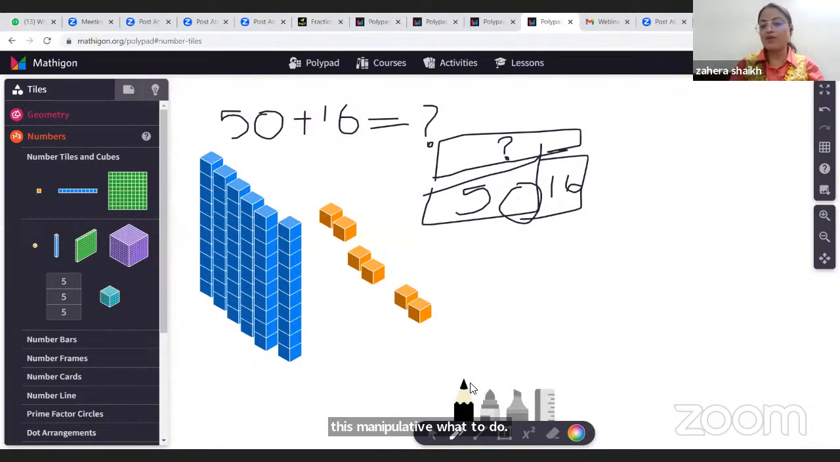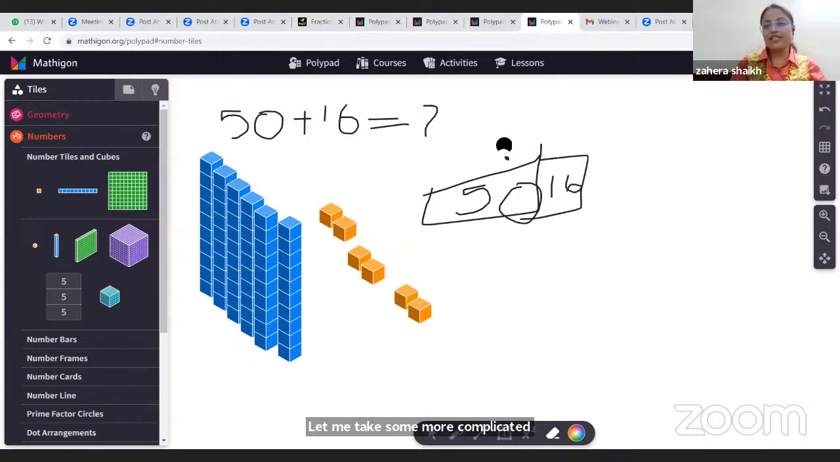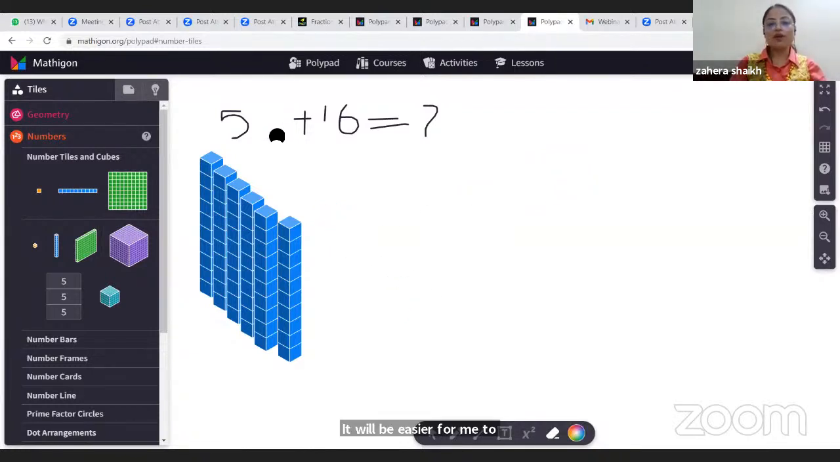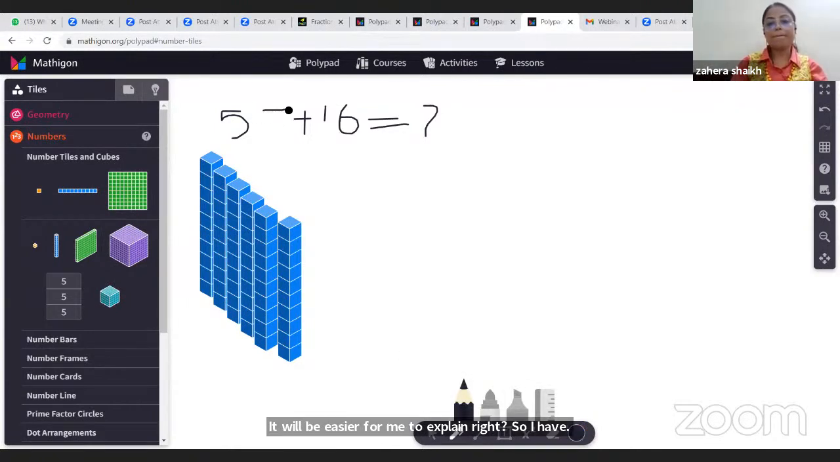Maybe you are not able to understand what exactly I'm trying to mean. Let me take a more complicated problem, so that it will be easier for me to explain. So now I will change it to 57 and 16. As a rule that I have learned, I will just take 57 and count forward 16, because 16 is the smaller number of these two. So I will count forward 16 and come up to the final answer.